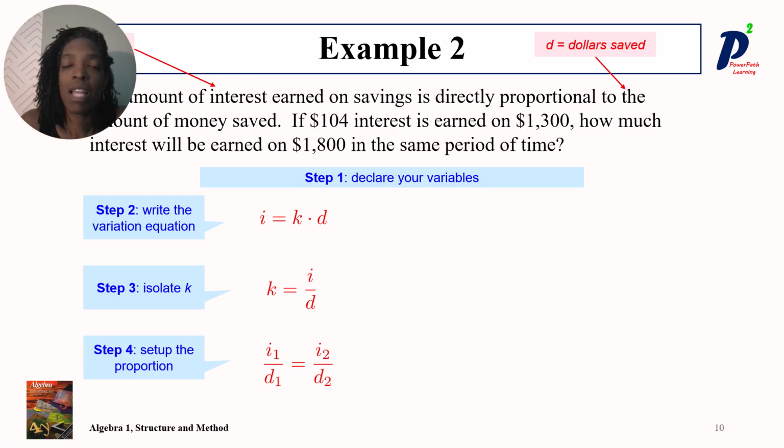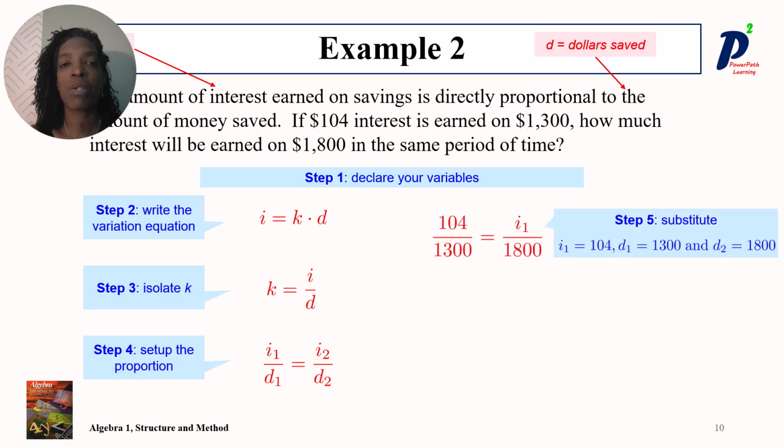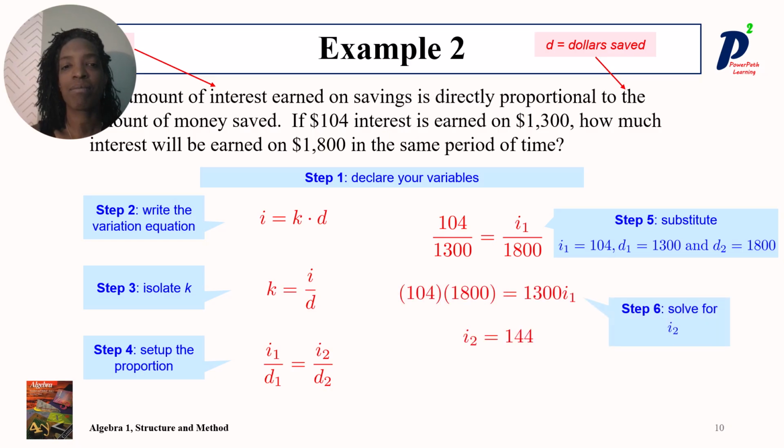Now all I have to do is plug in my values. So my first interest is $104, dollars saved are $1,300. I1 over $1,800, which is my dollars saved for the second scenario. And I isolate I2, which is 144.